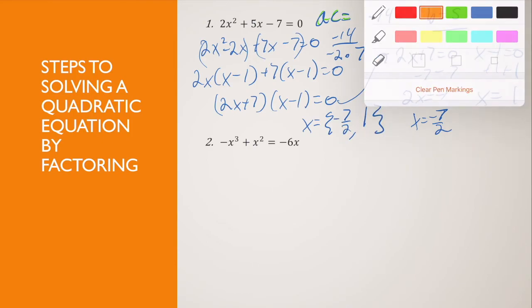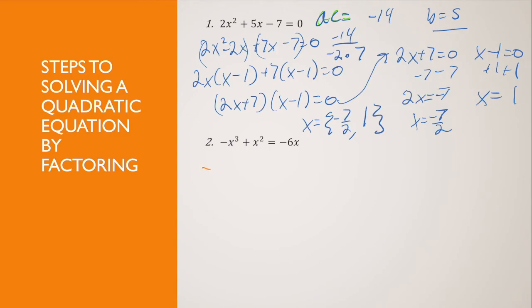For this last example, I'm going to go ahead and make sure I've got everything on the same side of the equation. My greatest common factor here is x. Well, let's make that a negative x because we don't like negative leading coefficients. So I have negative x times x squared minus x plus 6 equals 0. I then need to factor this. The factors of AC, which is 6, that add up to B, which is negative 1.